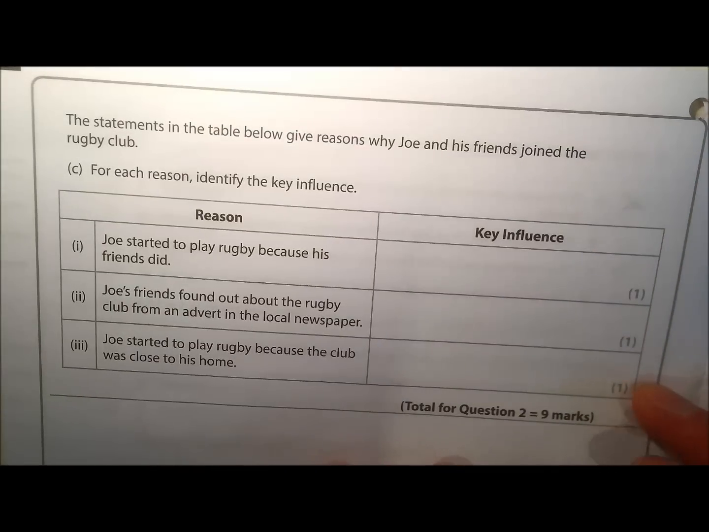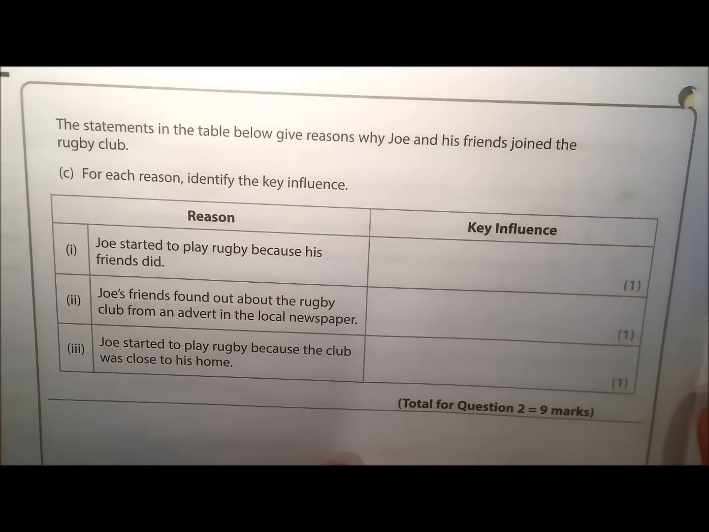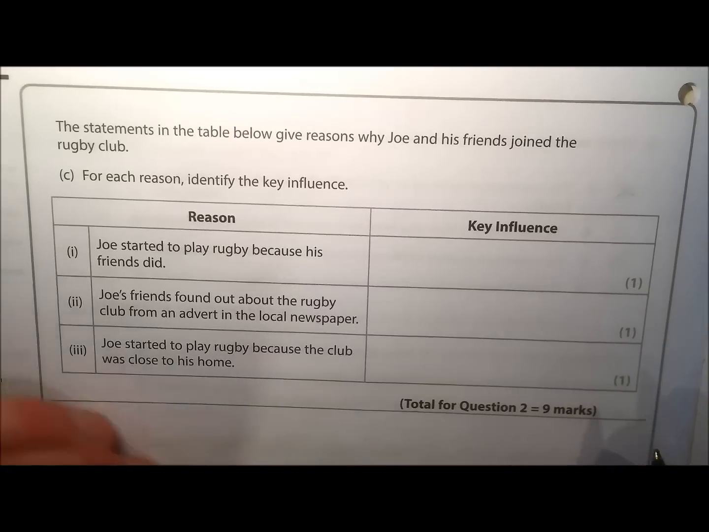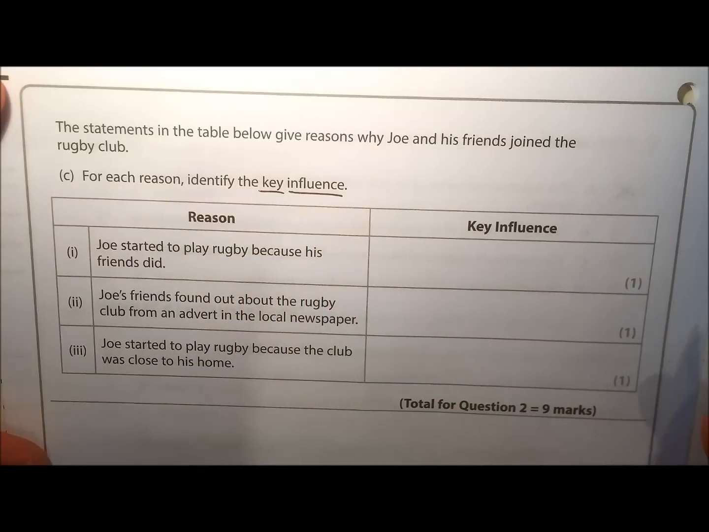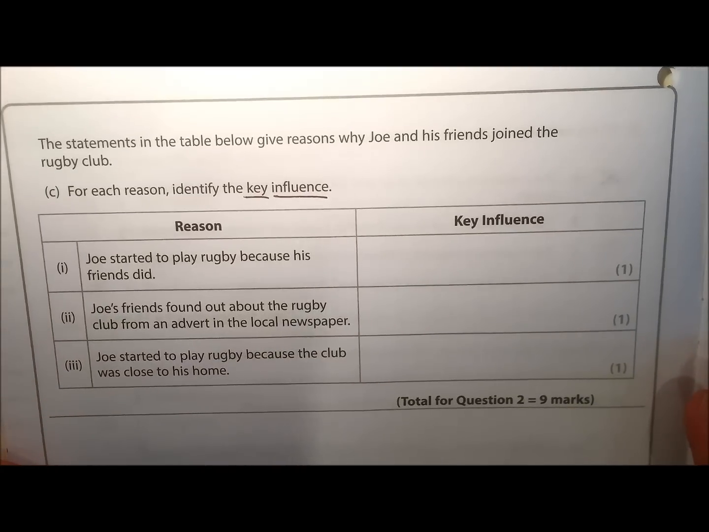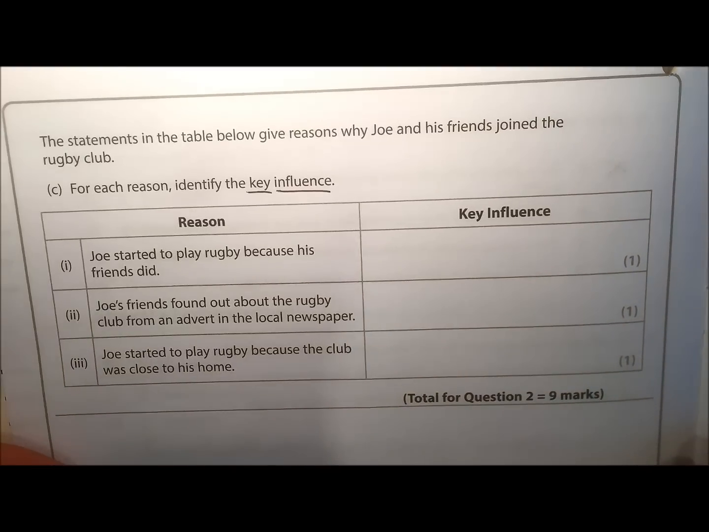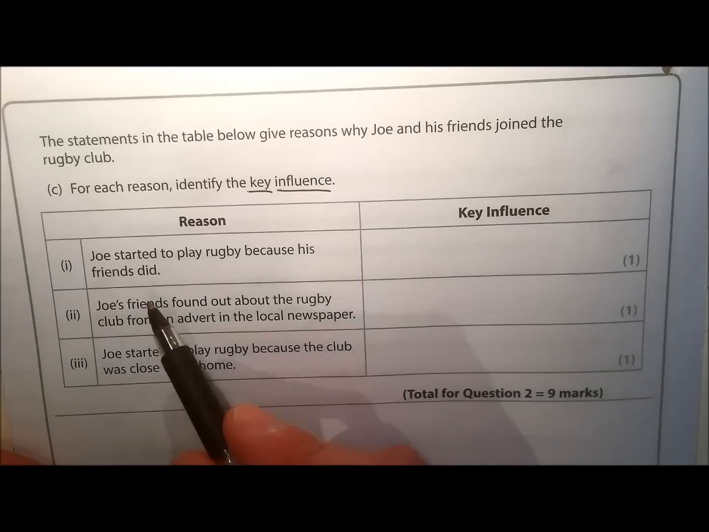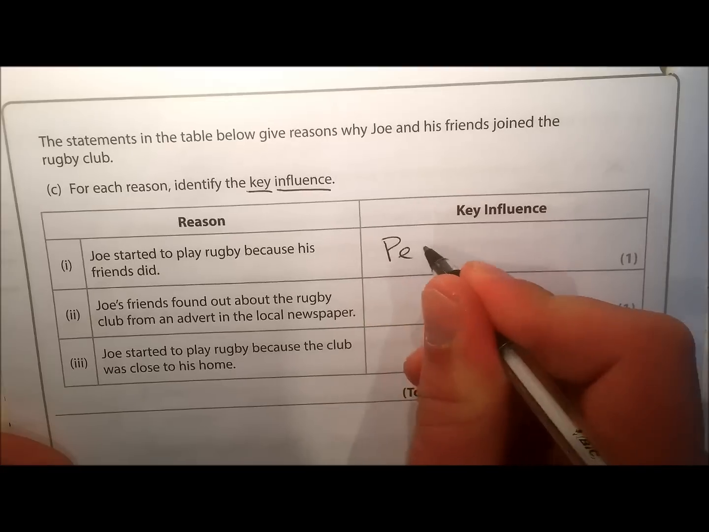Part C of the question. The statements in the table below give reasons why Joe and his friends joined the rugby club. For each reason, identify the key influence. Whenever we see a key influence question, we know that the subject they're talking about is related to the topic that we studied with the acronym CHIRPS: cultural, health, image, resources, people and socioeconomic influences why we may take part in sport. Joe started to play rugby because his friends did falls into the people category.